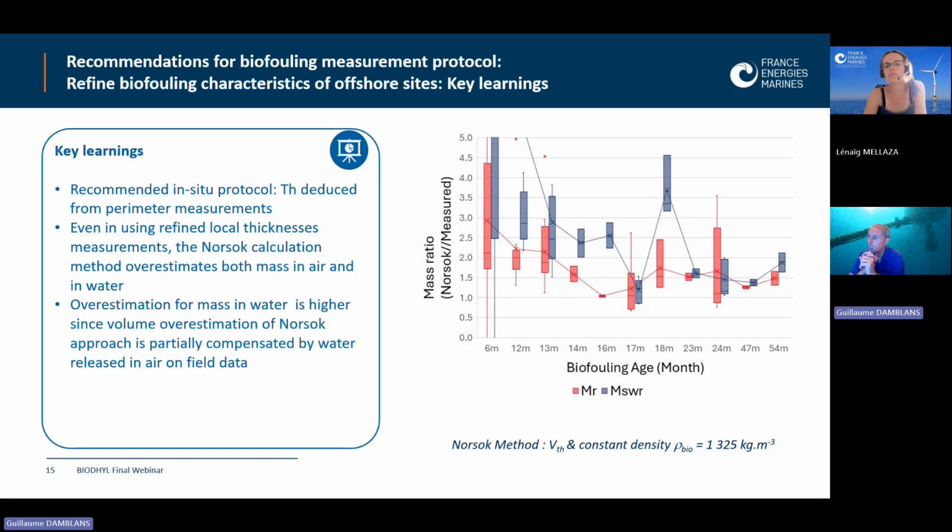So this overestimation is very important at the beginning, but this is also due to the fact that when we have a small amount of biofouling, the error in measurement accuracy is higher. But again, after 2 years, we can see that the values are more stabilized. We still have an overestimation ranging between 1.5 and 2 when using the standard recommended practice. So something interesting to keep in mind.